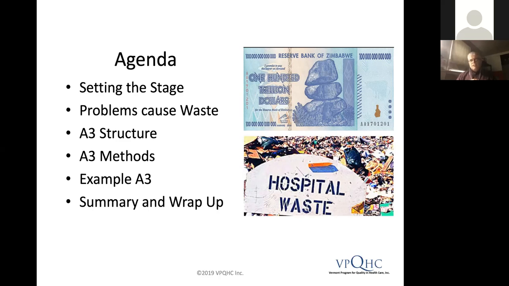We're going to look at the structure of an A3 and how to put it together, and the methods that you use to be able to work within those different structural elements. And we're going to use an example A3 so that you can see exactly how that looks as we go through. And then we're going to summarize and wrap up at the end of it.